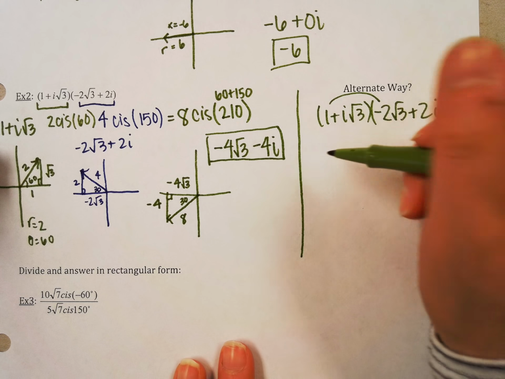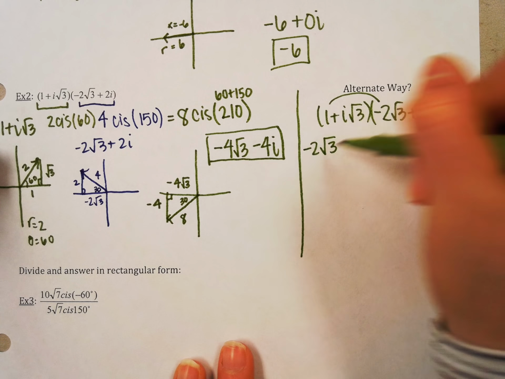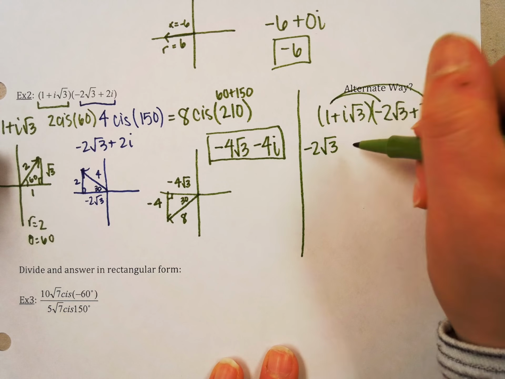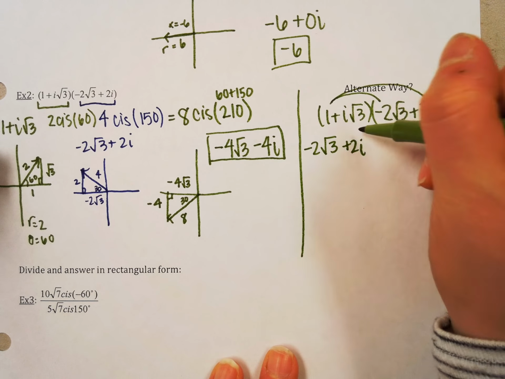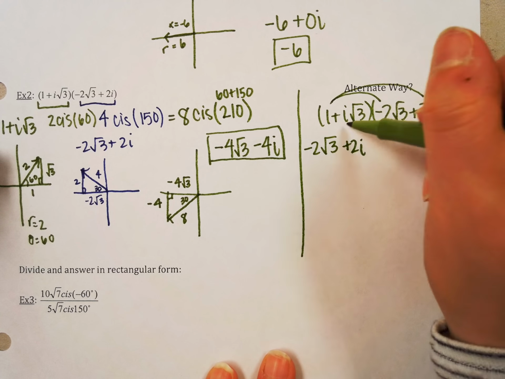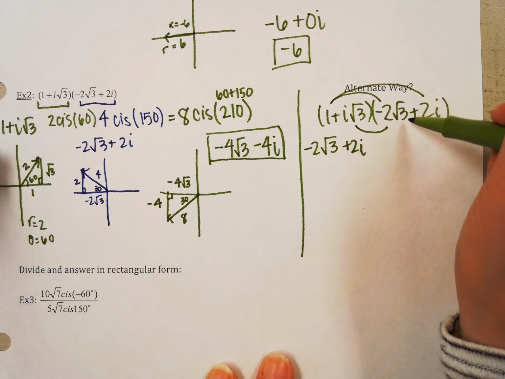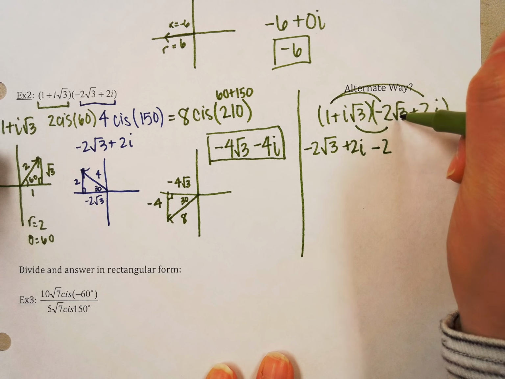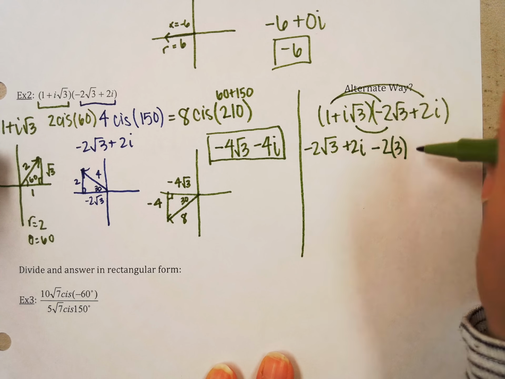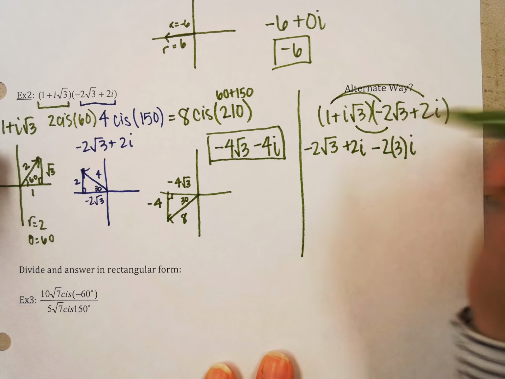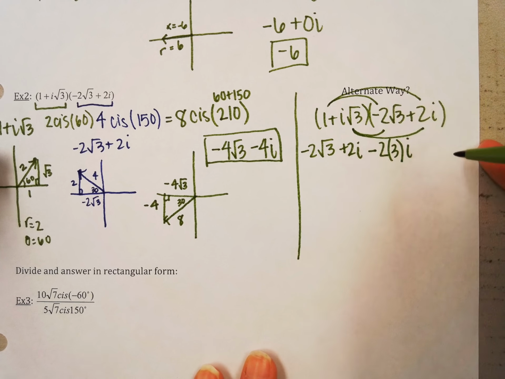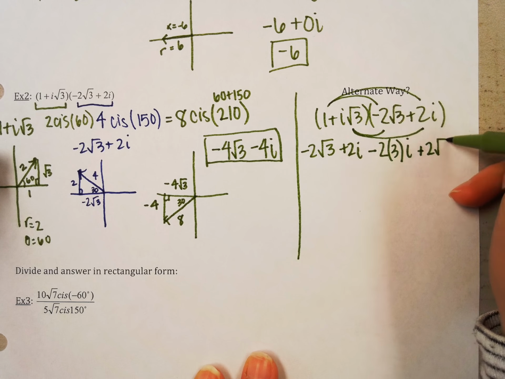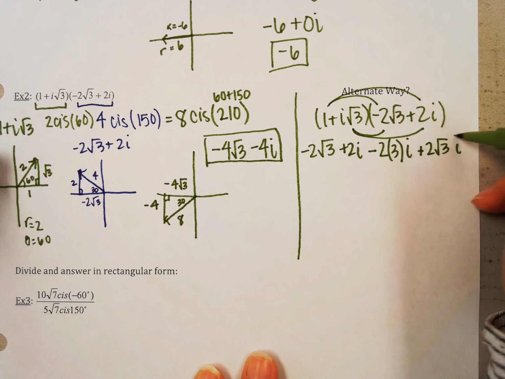So I'd have 1 times negative root 3, which would be negative 2 root 3. 1 times 2i, which would be 2i. This is a little bit messy, but i root 3 times negative 2 root 3 means I'll have a minus 2. Root 3 times root 3 is going to be 3. And then I have an i. And then the last one I'll have a plus 2 root 3, and then i and i will give i squared.